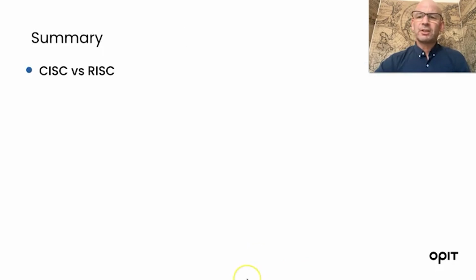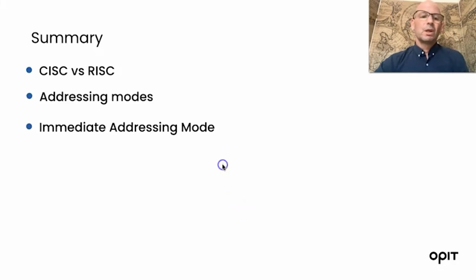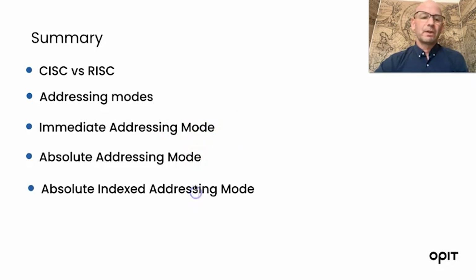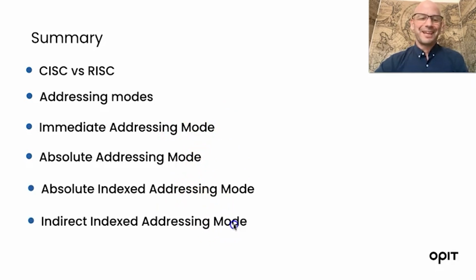So that's all I wanted to talk about here. We looked at complex instruction set computers versus reduced instruction set computing. We looked at addressing modes. And then with the 6502, we looked at 4 different types of addressing: immediate addressing, absolute addressing, absolute indexed addressing, and indirect indexed addressing mode as well.